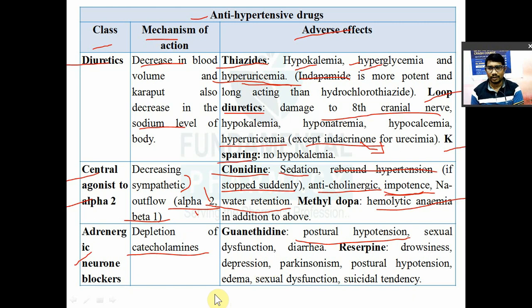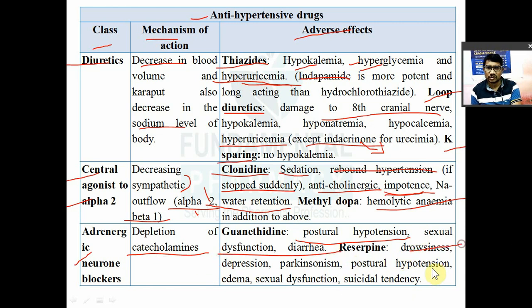ऑर्थोस्टैटिक मतलब क्या है? ऑर्थो का पोजीशन चेंज किया आपने, मतलब आपके पोस्चर चेंज किया या फिर आपको पोजीशन चेंज किया तो हाइपोटेंशन हो जाएगा। Guanethidine, then again it causes sexual dysfunction, diarrhea. These are the adverse effects of guanethidine. Then reserpine also causes drowsiness.